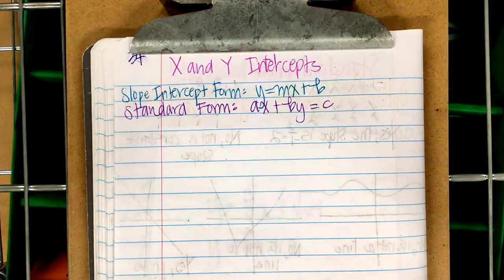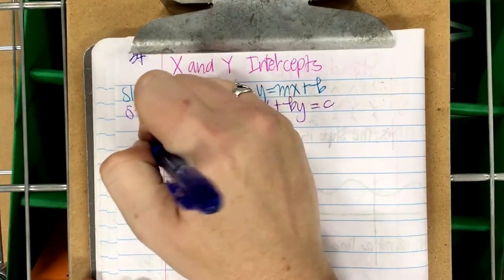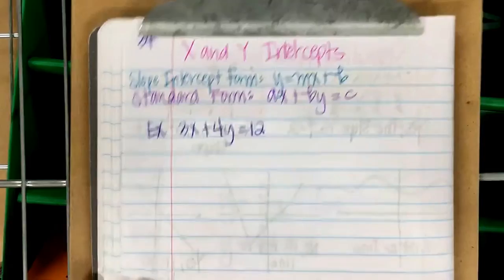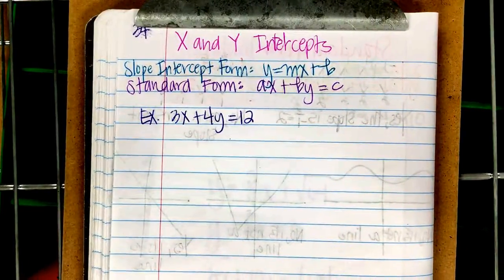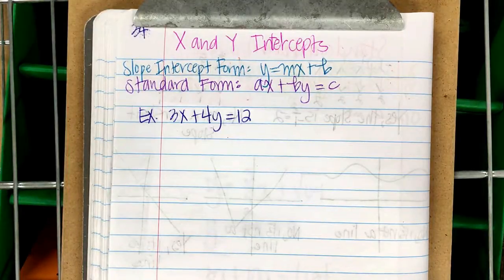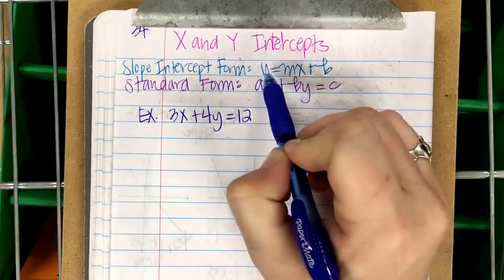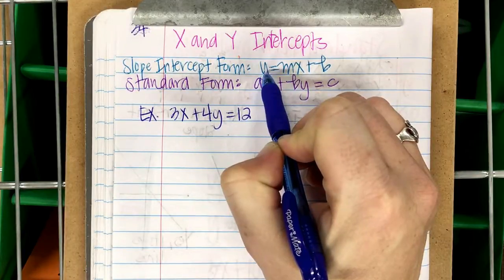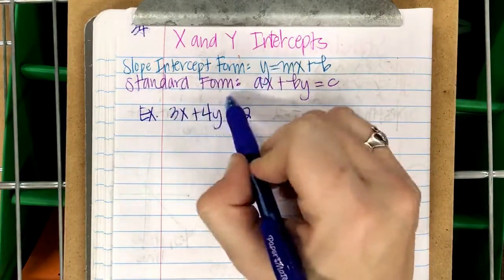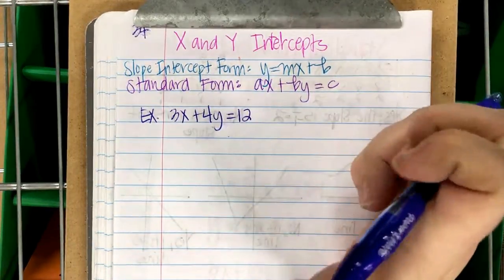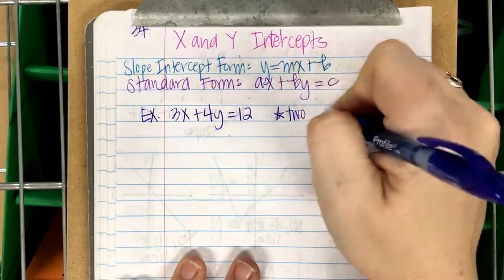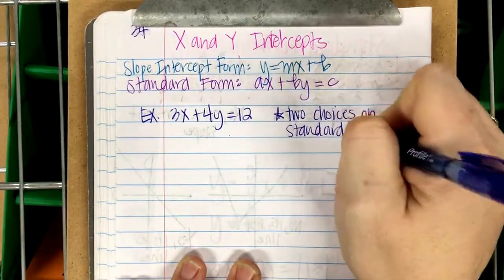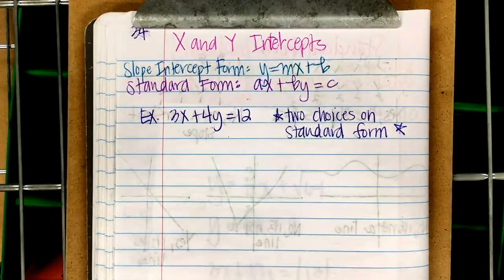And I know that most of you out there are going to say, Mrs. Long, if I have a problem, 3x plus 4y equals 12, and you want me to graph that, I can't identify the slope and the y-intercept because it does not look like slope-intercept form. It does not have y alone. It's in standard form. X and y are on the same side. So we have two choices. We have two choices when it comes to standard form.